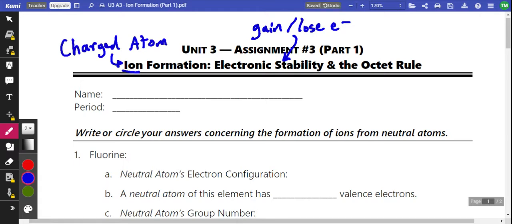So we'll be looking at that. And we'll also look at kind of a shortcut to figure out, well, am I going to gain electrons or lose electrons, and how many? A guideline more than a rule. We tend to call it the octet rule. Okay, so let's look at how we form ions.